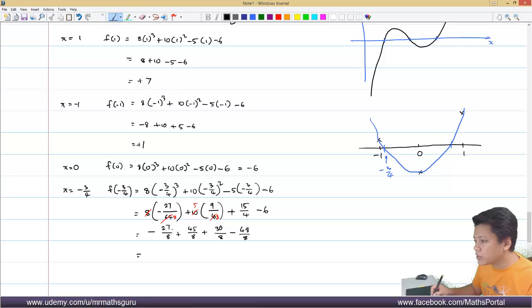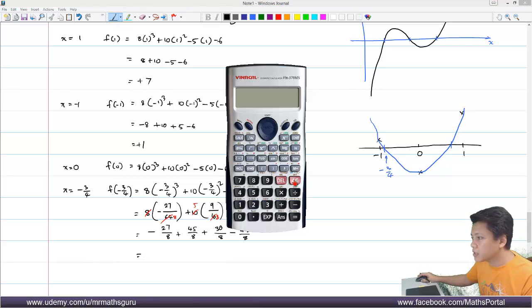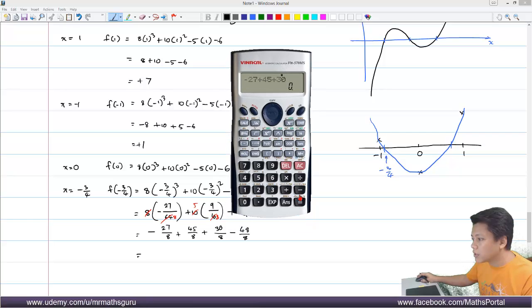So 27, 45 minus 27, I think I'm gonna use calculator. I don't want to make any mistake. Okay, minus 27 plus 45 plus 30 minus 48. I thought I want to do it just like that. The answer is 0. Okay, the answer is 0. So that is a good guess.